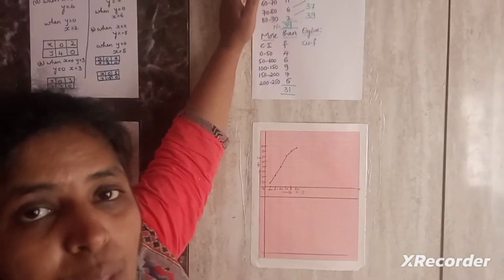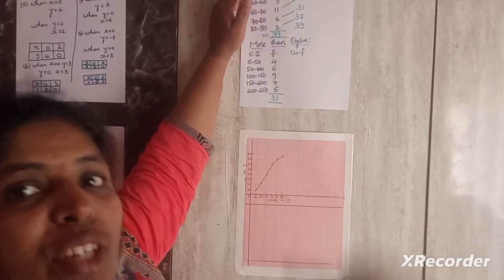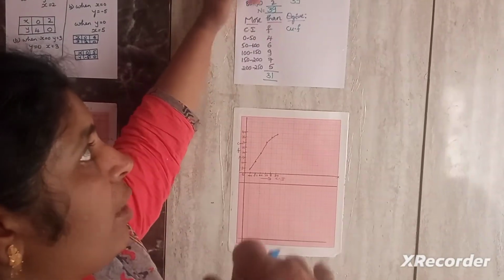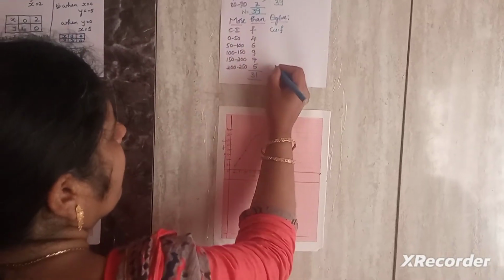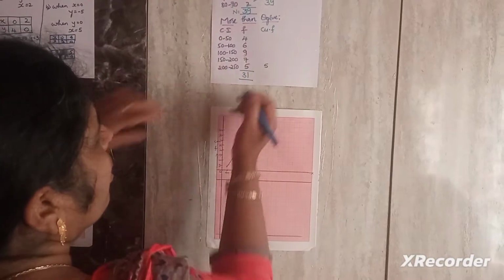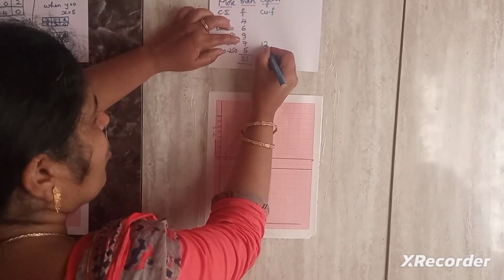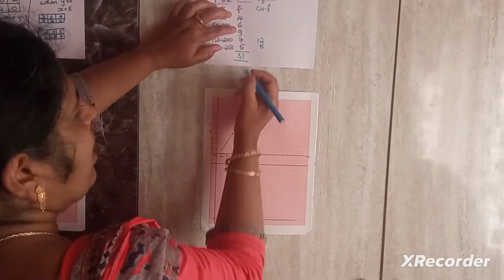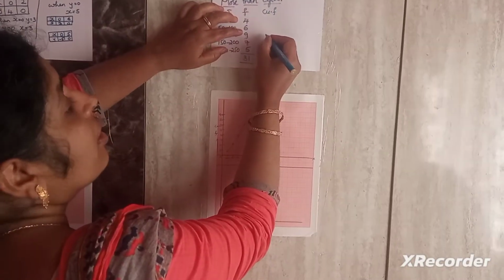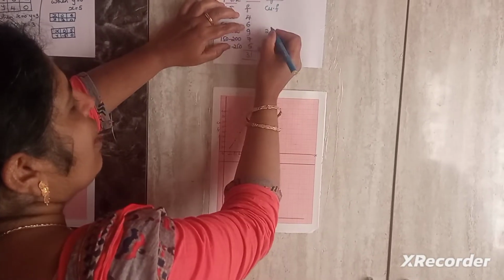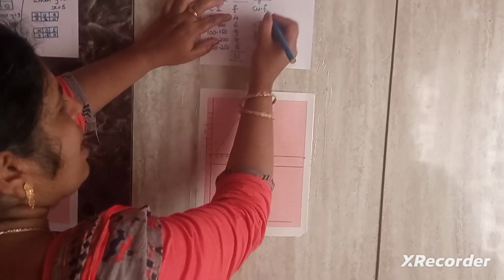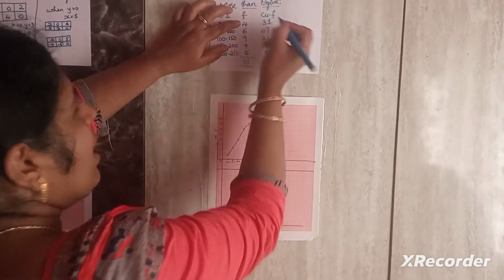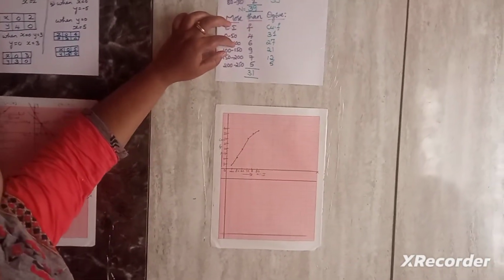Either do cross subtraction or do addition from the down. Either do like that or do like this. So let us do the addition like this from the down. 5, 5 plus 7, 12, 12 plus 9, how much? 21. 21 plus 6, 27. 27 plus 4, 31. Over. You can do in two ways.